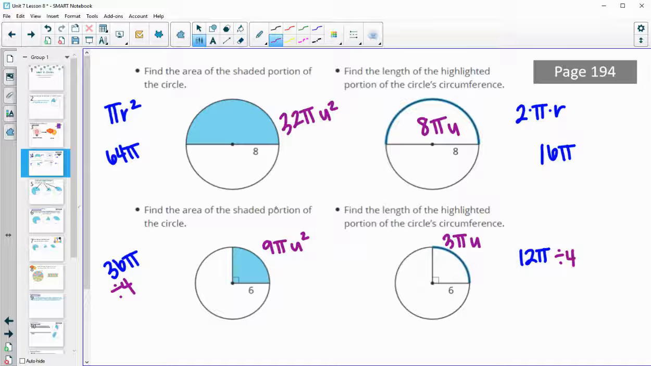So, not having to fully calculate by writing everything out, but thinking of squaring the radius with a pi for the area, and then thinking about how much of the circle, only half of it, so dividing by 2, or 1/4 of it, dividing by 4, and a similar idea for that circumference.